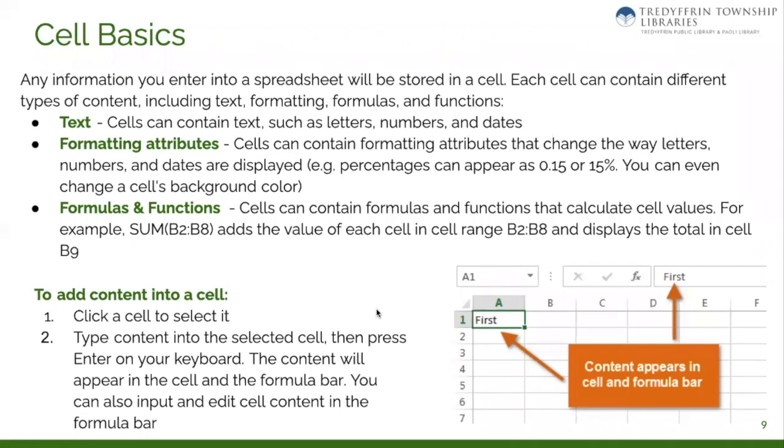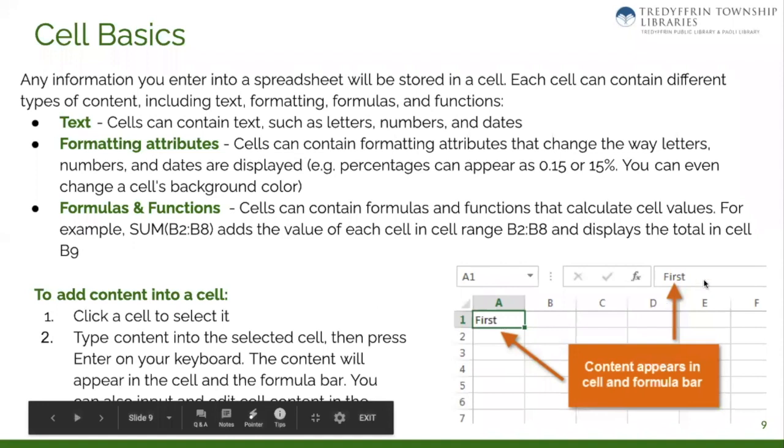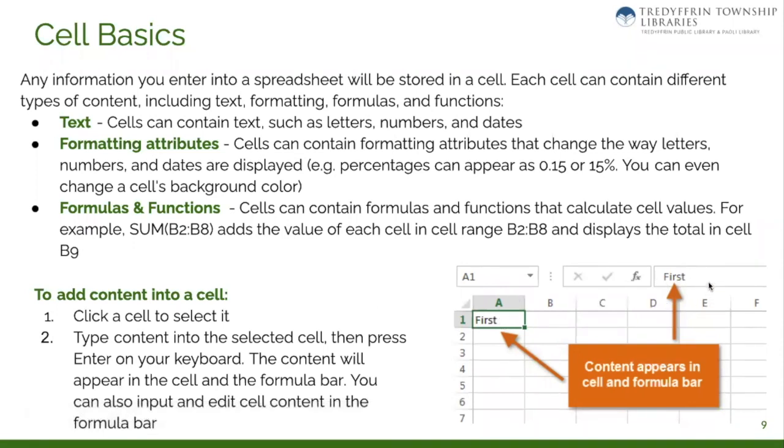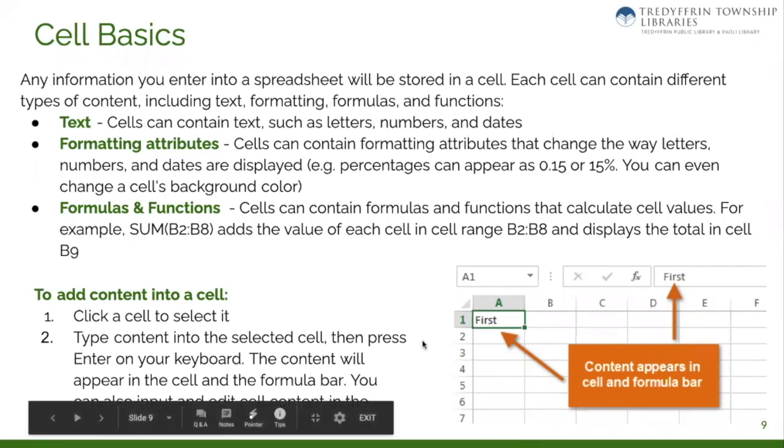Again, to add content to a cell, you left click a cell to select it. The green border will appear. And then you type into the selected cell, then press enter on your keyboard. The content will appear in the cell and the formula bar as you type. The cell is here and the formula bar is always up top, just above the label of your columns.